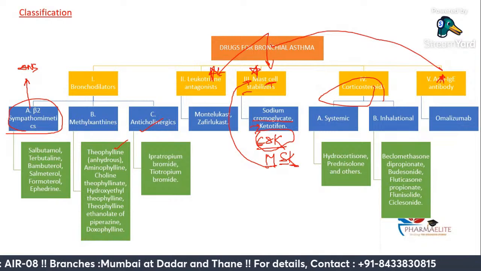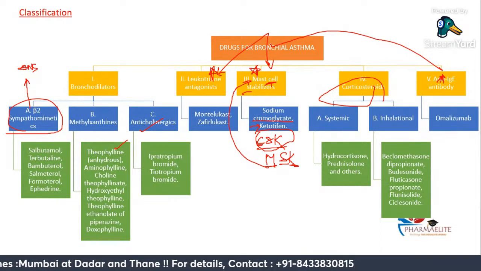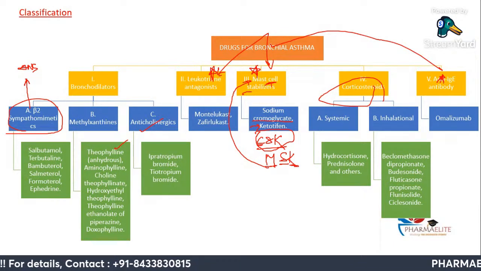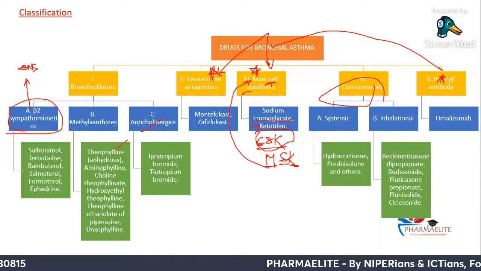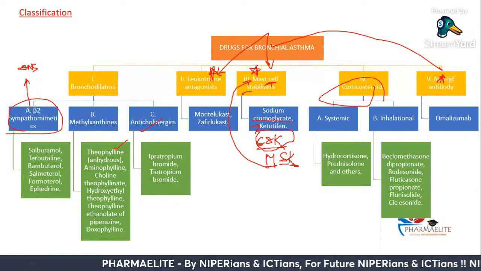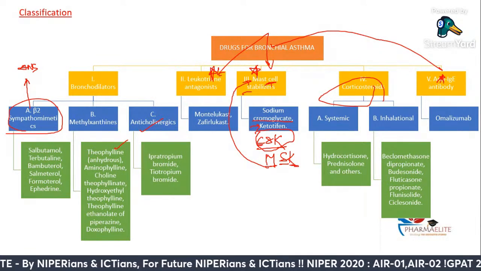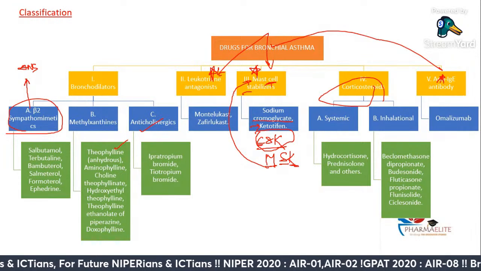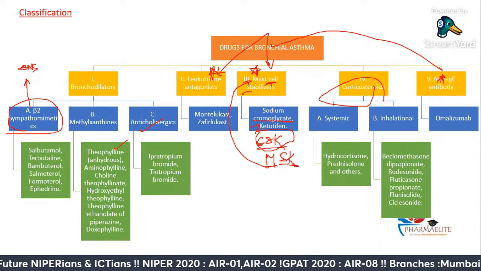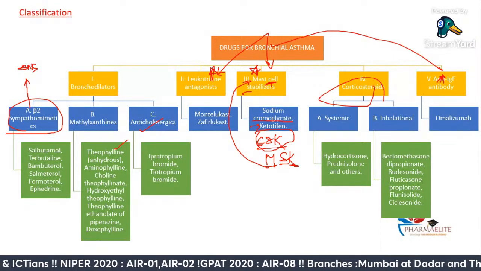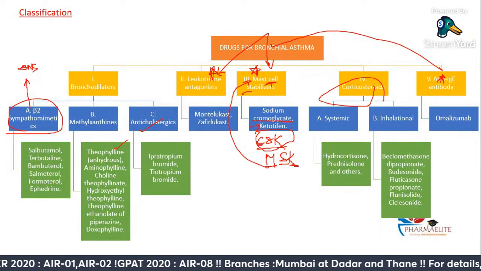Are you using Montelukast, Zafirlukast in any other disease? No. Are you using sodium chromoglycate and ketotifen in any other disease? No. The reason it is specific to that particular disease is why, when it comes to entrances, the questions are highly possible from those areas only. Now are we able to connect the dots? While studying, which thing to focus more on and which thing to keep superficial? Crystal clear? That's how we go about classification.